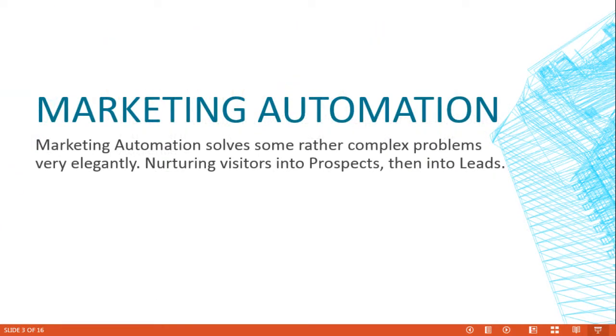So marketing automation really solves some complex problems very elegantly. It really nurtures visitors into prospects and then into leads, and hopefully your sales can turn that into a customer. So throughout this talk, I'll be saying VPLCs, which stands for visitors, prospects, leads, or customers.